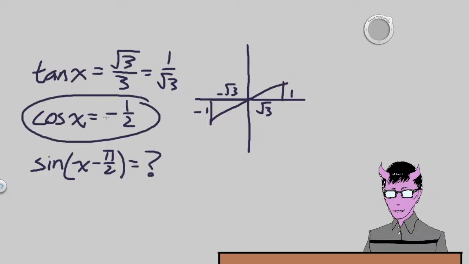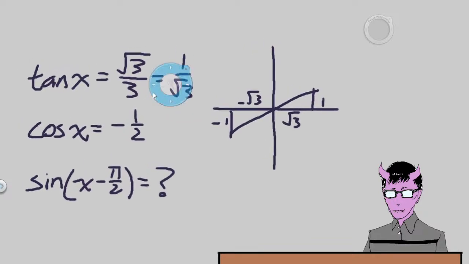What's cosine of negative 1/2? We're looking for... Wait, did I mess this up? I think I may have messed up this problem. Okay, so I'll just have to spot correct it. Hold on, let me think for a moment. Yeah, I messed up this problem. So let me just change this just a little bit to make the problem consistent. So I'm going to change this to negative root 3 over 2. Okay.